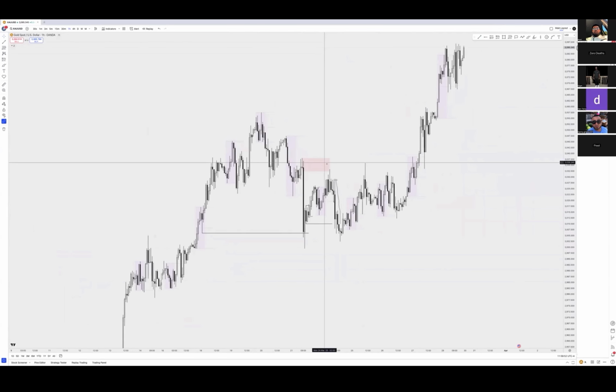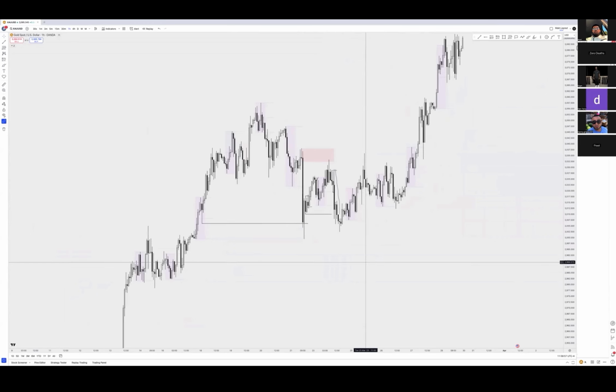You know what I'm saying? Sometimes it leaves liquidity here to the upside and then just goes lower, takes out some more liquidity. There is liquidity below here as well. Look how it just respected it and then moved higher.